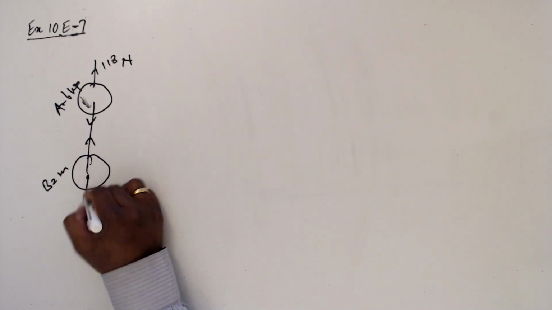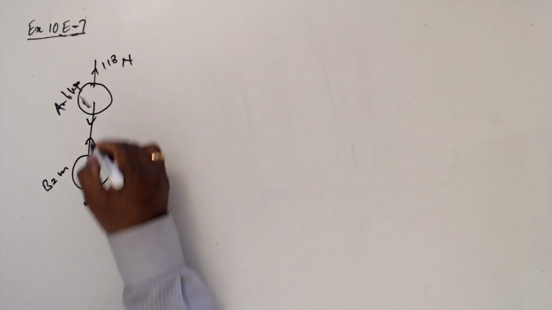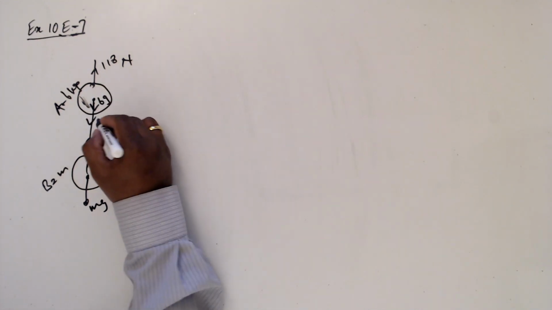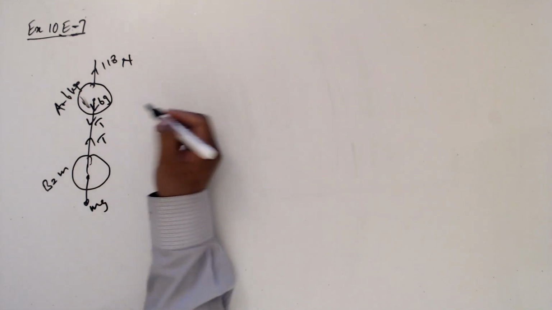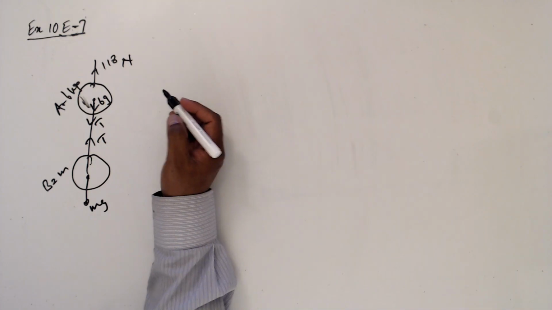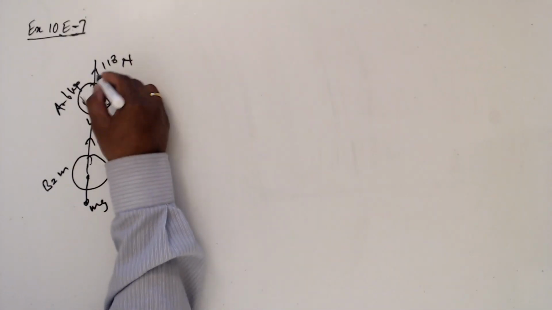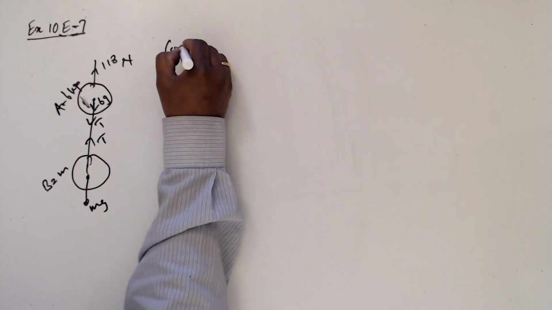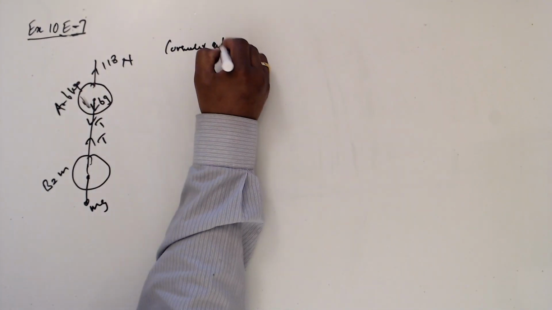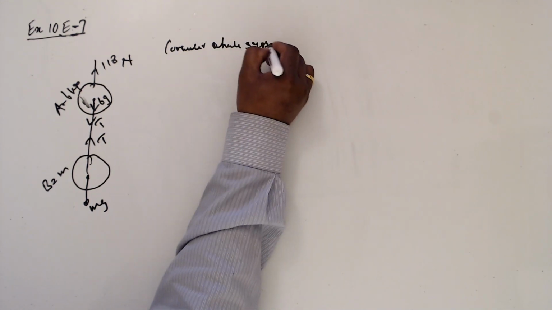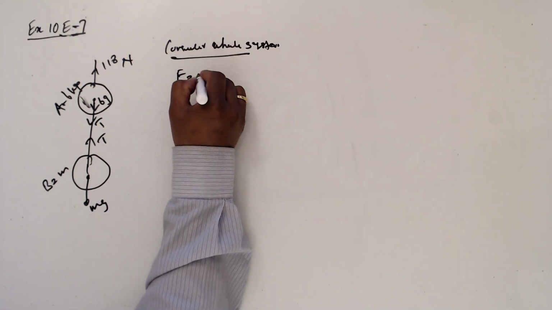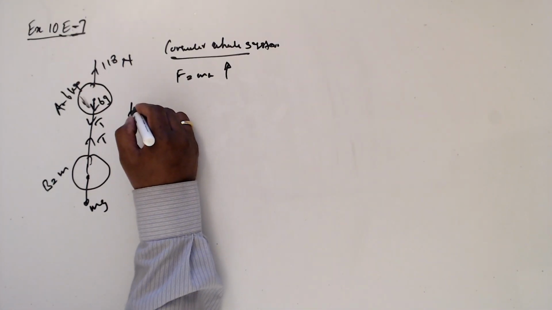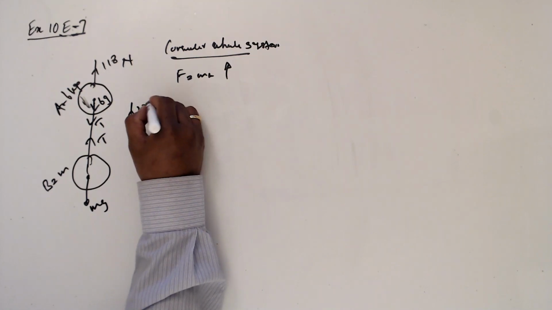Particle A is 6 kg and particle B is m. So this has a weight of mg, and this has a weight of 6g, and this is tension and this is tension, and this is 118. Now consider the whole system. So F equals ma upward. This is moving with the acceleration given, 2 m/s².